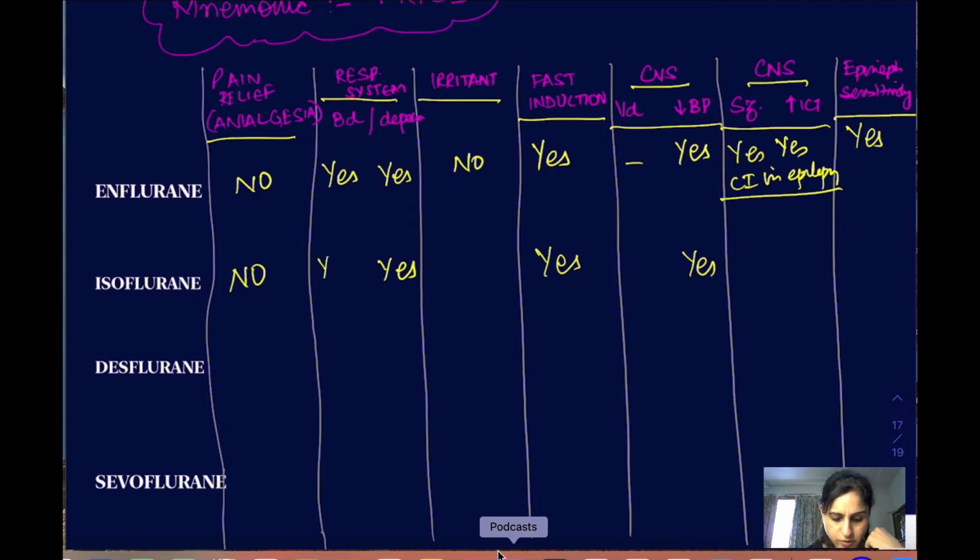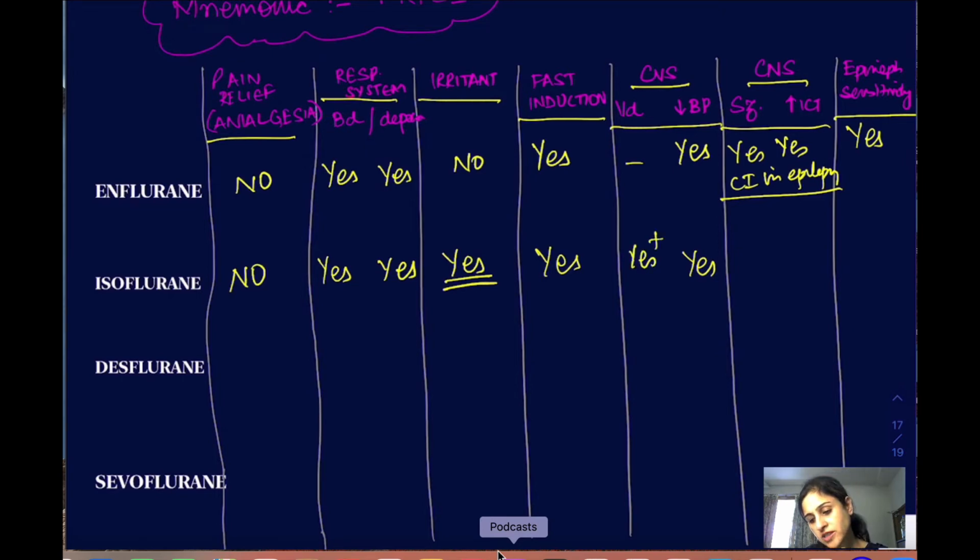Yes, it also causes bronchodilation. Again, very good for patients with asthma. And irritant, yes, this is one issue with this. It is an irritant drug, so it cannot again be used for induction. The one which is not an irritant can be used for induction, but the one which is an irritant we cannot use for induction. Vasodilatory property is very, very high. Yes.